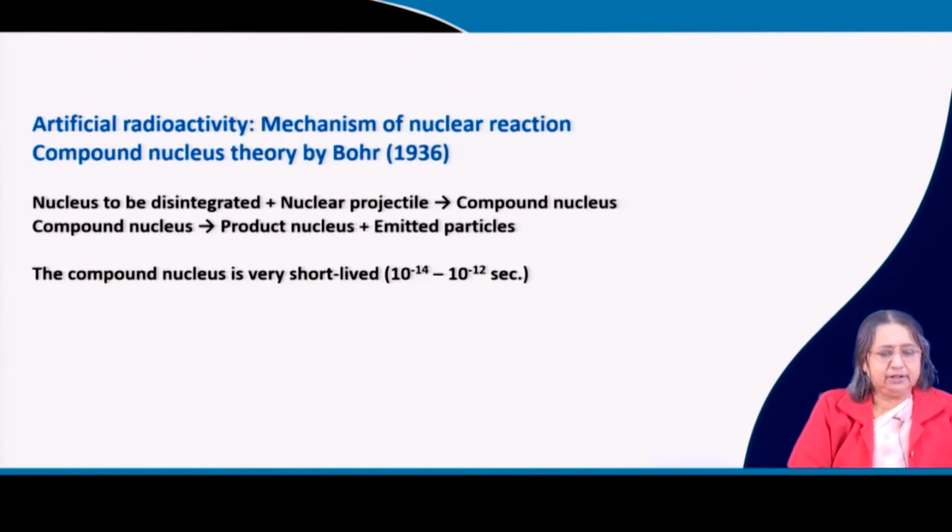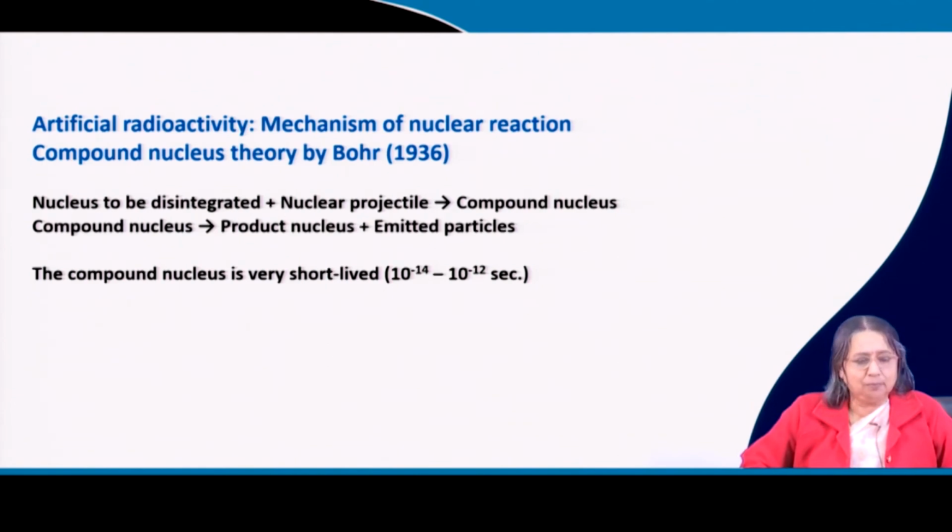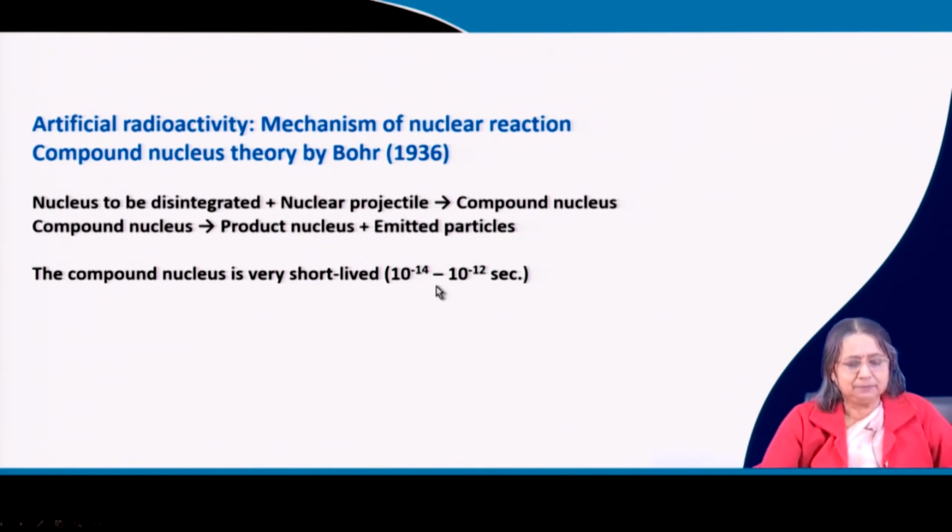Now, for artificial radioactivity, there is a mechanism given by Bohr in 1936. The nuclear projectile and the nucleus to be disintegrated form a compound nucleus, which is very short lived. The compound nucleus then forms the product nucleus with the emission of particles. This is the theory given by Bohr. The compound nucleus is very short lived, 10 to the power minus 14 to 10 to the power minus 12 second.